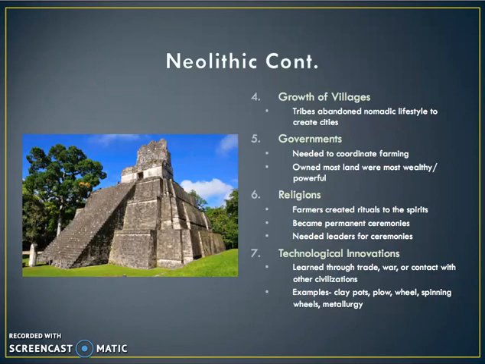And then finally, we have technological innovations. Those innovations were made through trade or war or contact with other civilizations. And so we actually start to see things occur that now are being spread from one civilization to another. So things like clay pots, the plow, wheels, spinning wheels for textiles, and metallurgy, or creating metal to use as tools. We start to see that as well.